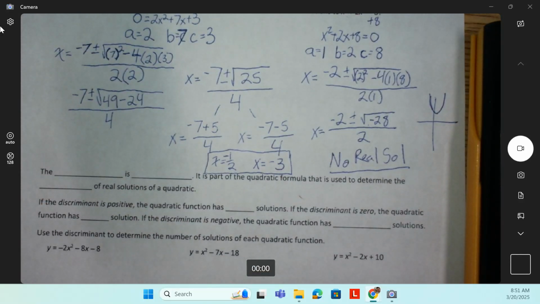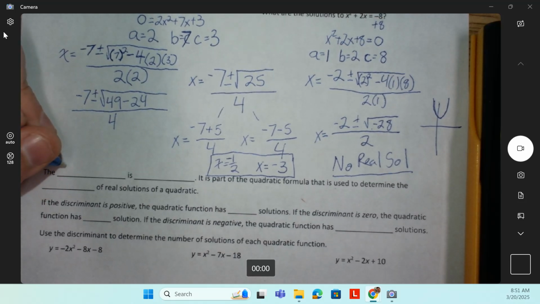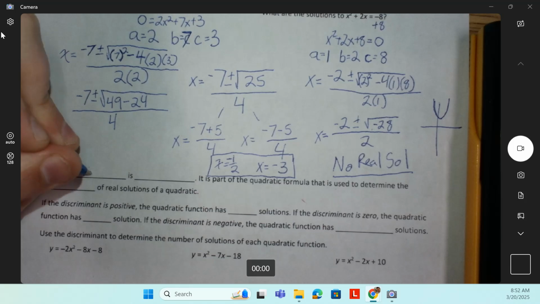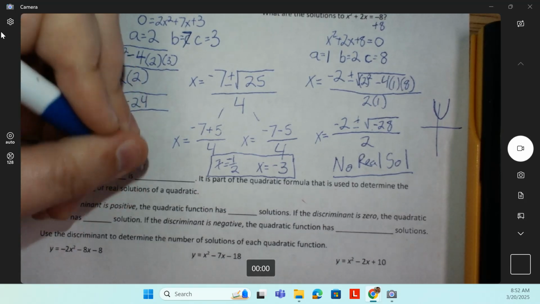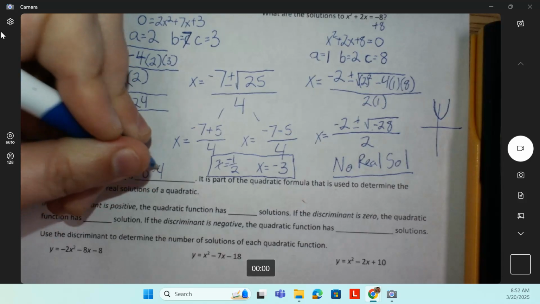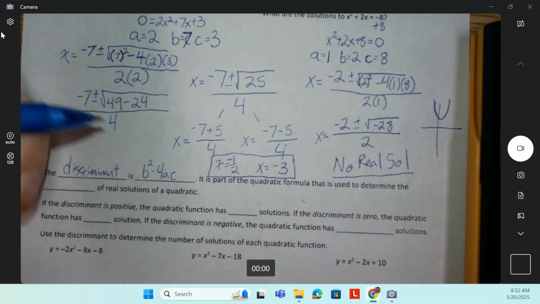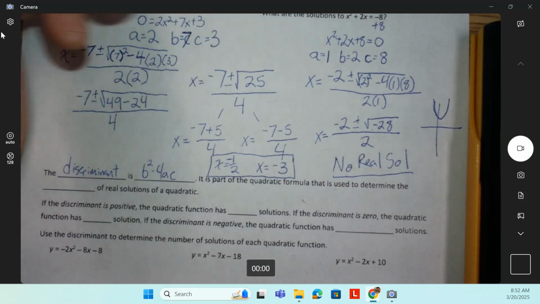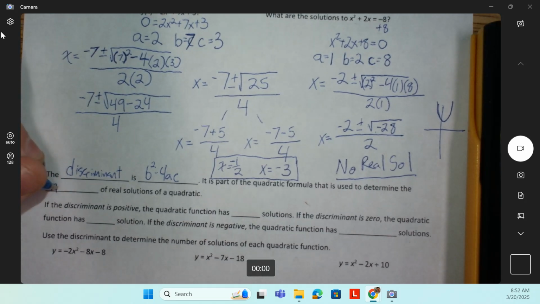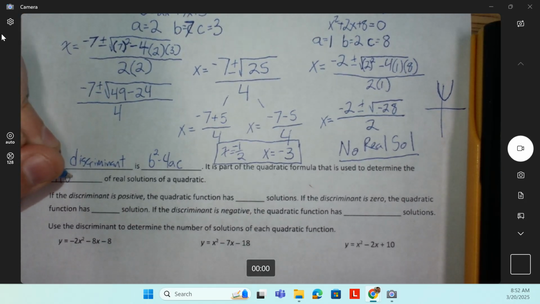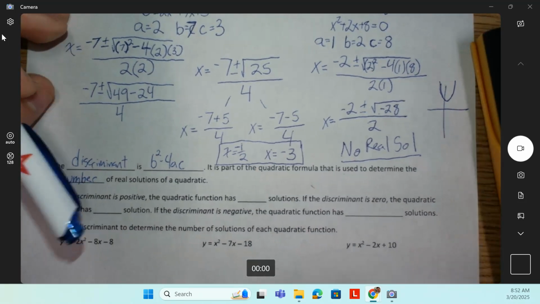Okay, then let's talk real quick about the discriminant. So the discriminant is b squared minus 4ac. You might recognize that as just this part on the inside here. And it's used to determine the number of real solutions of a quadratic.